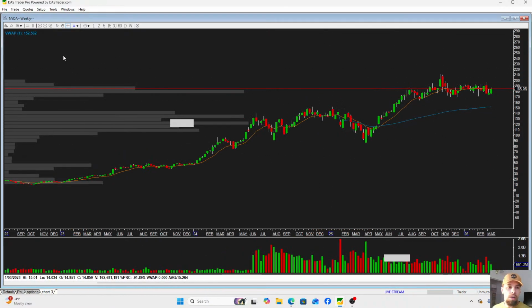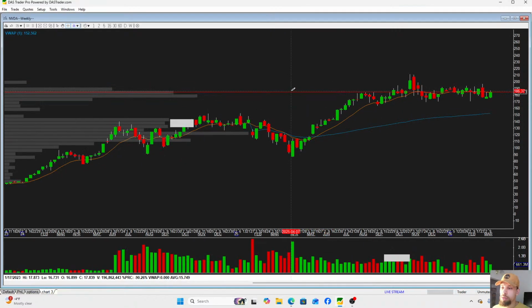So I think a good area of resistance here would be pretty much where the price is currently at. Just looking at all these volume bars, maybe 188 would be a good area of resistance. Might move that up just a little. Let's see.